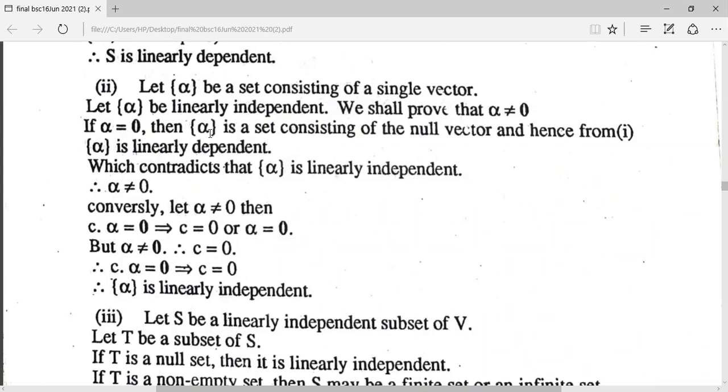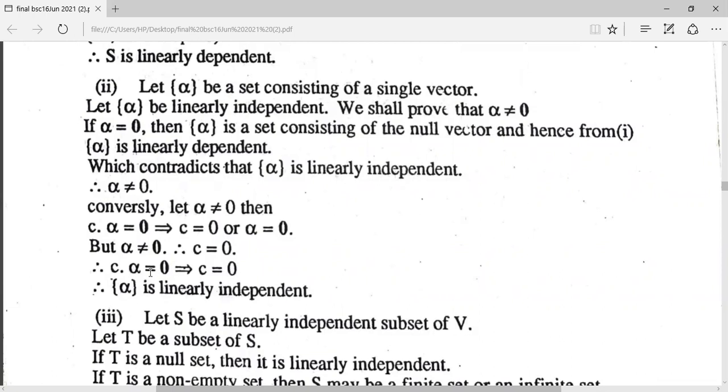If the set contains alpha 1, alpha 2, up to alpha n, then we have to take the linear combination C1 alpha 1, C2 alpha 2, C3 alpha 3, and so on. But here we are bound to take only one vector alpha because the set contains only one vector. Therefore, C into alpha equals 0 implies C equals 0. That is a scalar 0. That is, the set is linearly independent.